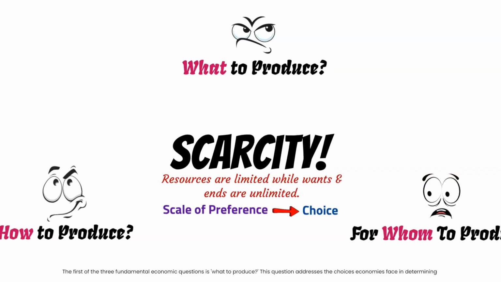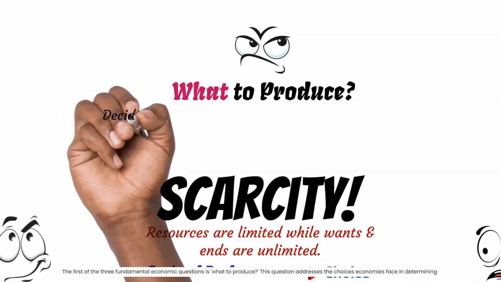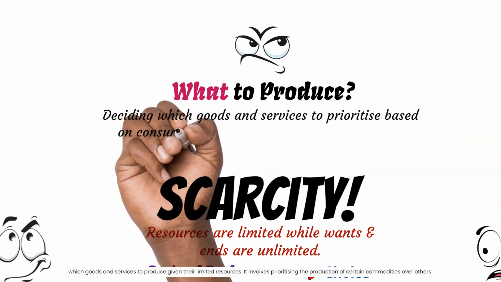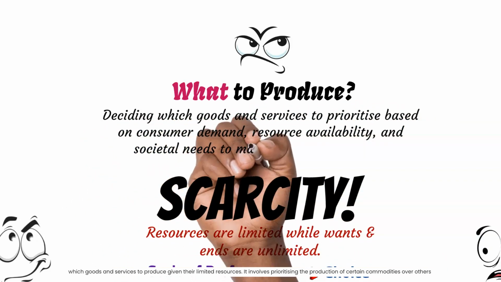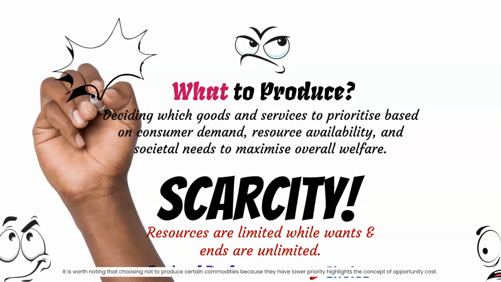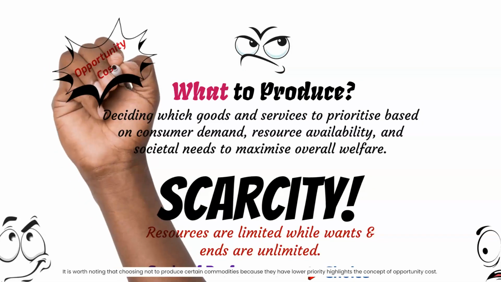The first of the three fundamental economic questions is what to produce. This question addresses the choices economies face in determining which goods and services to produce given their limited resources. It involves prioritizing the production of certain commodities over others based on factors such as consumer demand, resource availability, technological capabilities, and societal preferences. It is worth noting that choosing not to produce certain commodities because they have lower priority highlights the concept of opportunity cost.